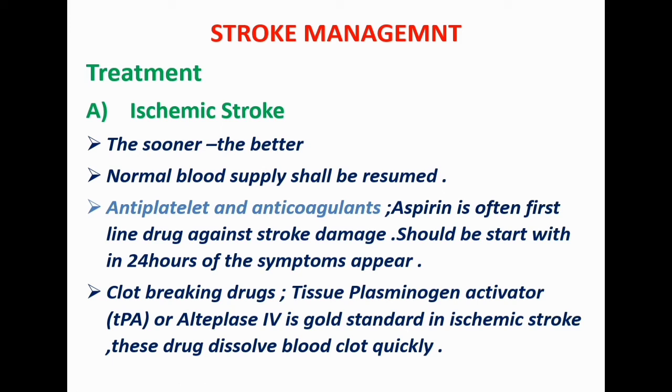Remember, a person suffering from hemorrhagic stroke will not use aspirin because aspirin will cause further bleeding. Aspirin should be started within 24 hours of the symptoms appearing. Clot breaking drugs like tissue plasminogen activator, we also have alteplase. These two drugs are the gold standard in ischemic stroke. These drugs dissolve the blood clot and resume the blood supply to the affected area.